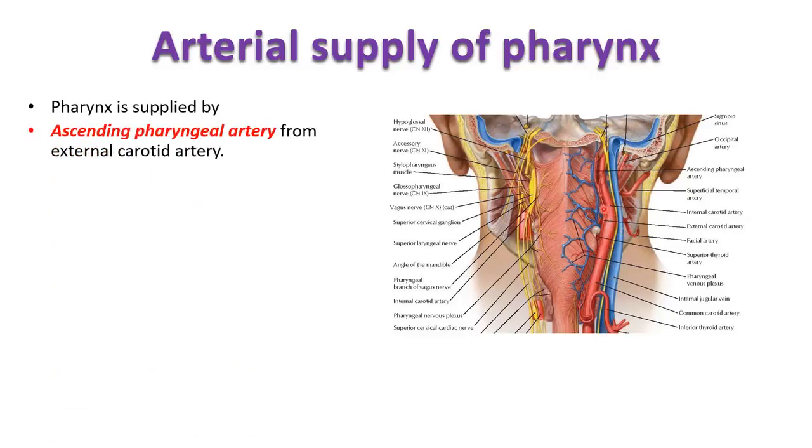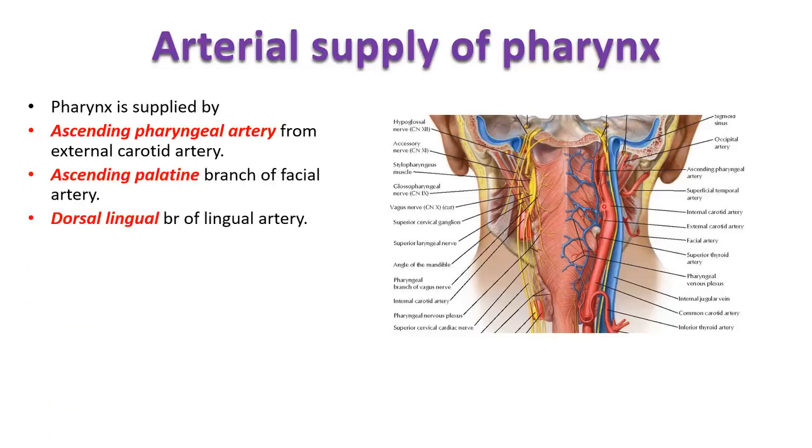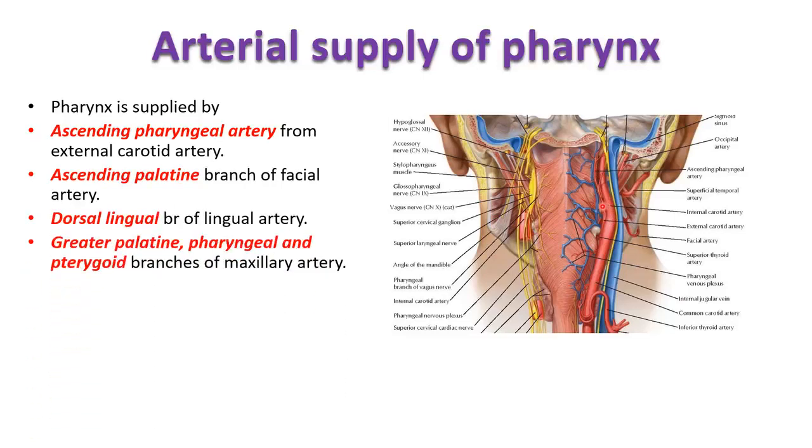So it is supplied by the ascending pharyngeal artery, which is the only medial branch of the external carotid artery. Then other arteries supplying the pharynx are the ascending palatine branch of facial, the dorsal lingual branch of the lingual artery, and the greater palatine, pharyngeal and pterygoid branches of the maxillary artery. Okay, so these are the blood vessels supplying the pharynx.